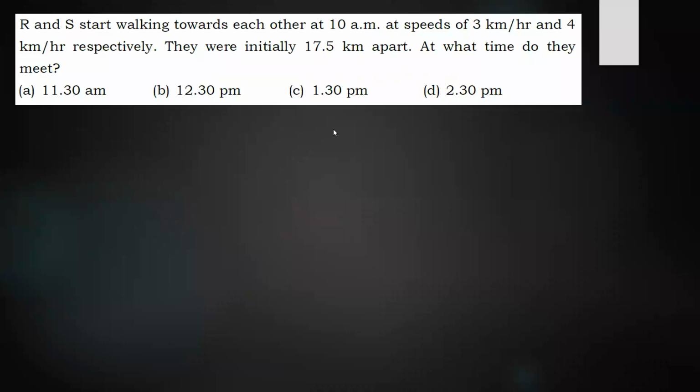R and S are walking towards each other. In which direction are they coming? Opposite, right? Listen carefully to this concept. They start at 10 a.m., so both start at the same time. This is very important. They have started at the same time. So opposite direction, so what is the relative speed?